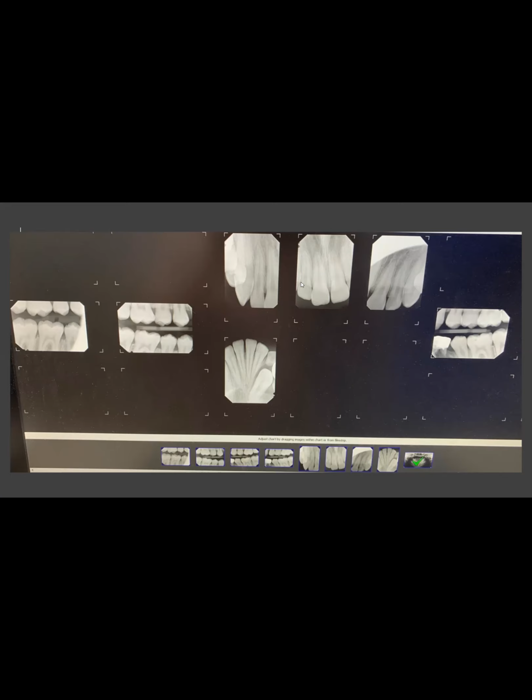So it looks like there's some root resorption happening there, I think. Yes, and there's a stainless steel crown. And a stainless steel crown, yes. So if you see this image, are you going to be alarmed?